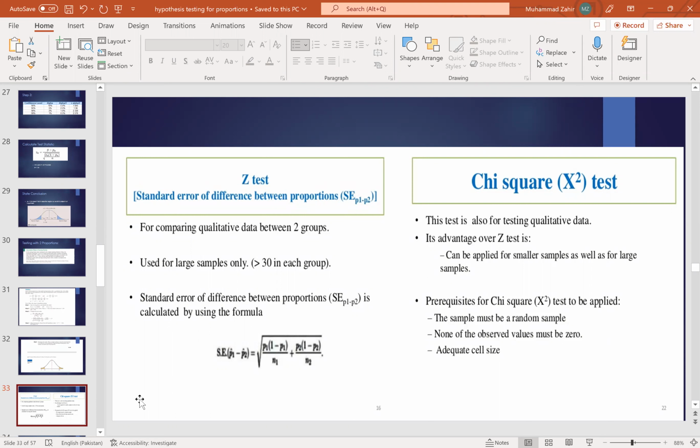This test is also for testing qualitative data. Its advantage over the Z-test is that it can be applied for smaller samples as well as for large samples. Prerequisites for the chi-square test to be applied are that the sample must be a random sample, none of the observed values must be 0, and there must be adequate cell size.